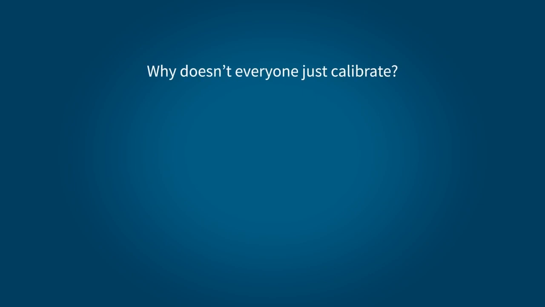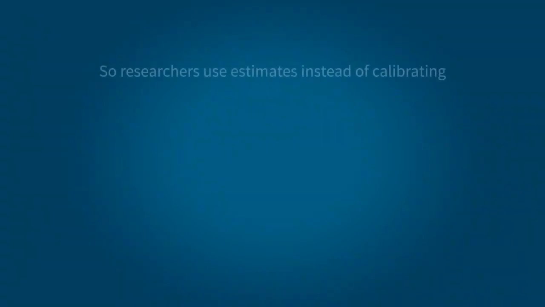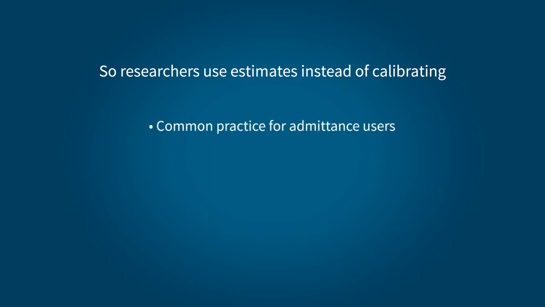So why doesn't everyone just calibrate? The reason is that calibrating a PV catheter can be technically challenging, time-consuming, and potentially expensive. These pressures drive researchers to use estimates, or default values, for calibration parameters, instead of calibrating the system for individual animals. For users of admittance technology, this has now become the recommended approach to arriving at volume-calibrated data.